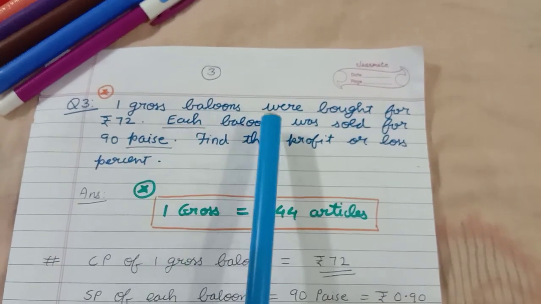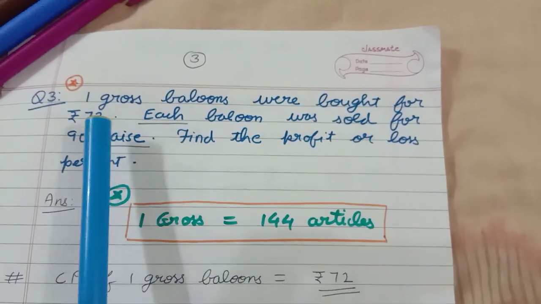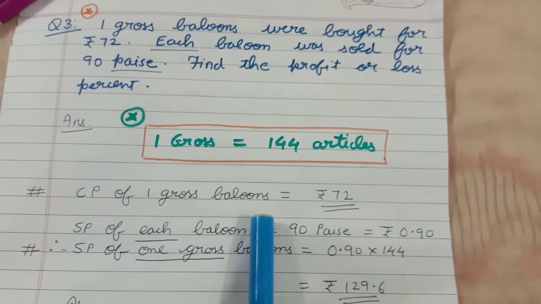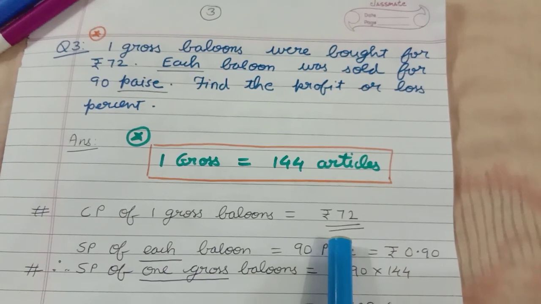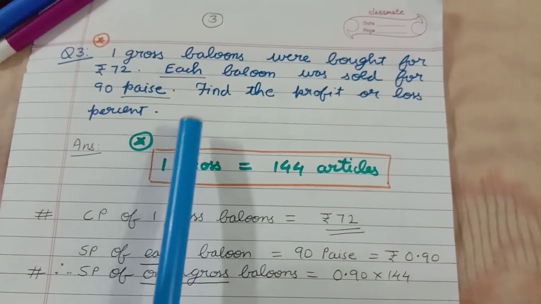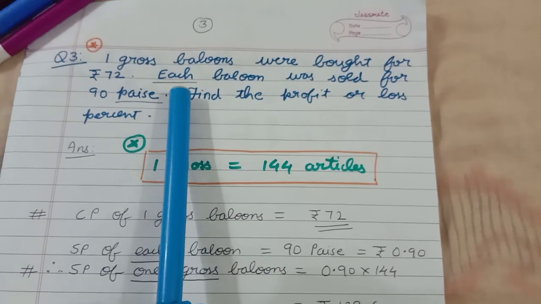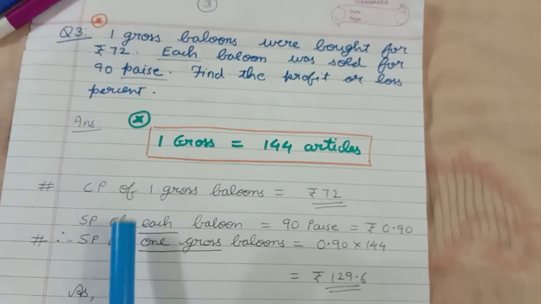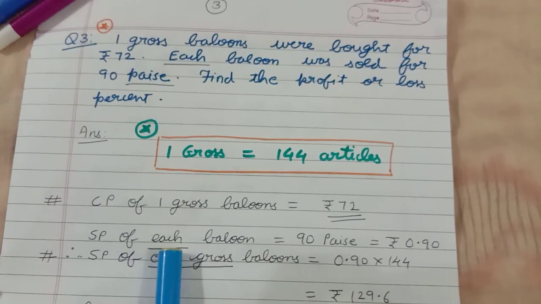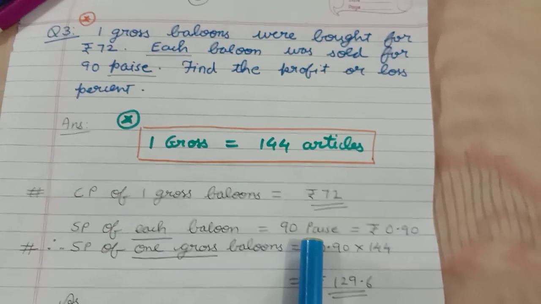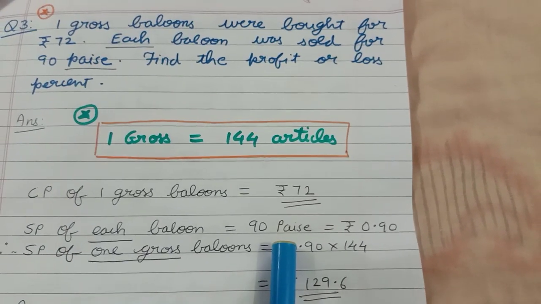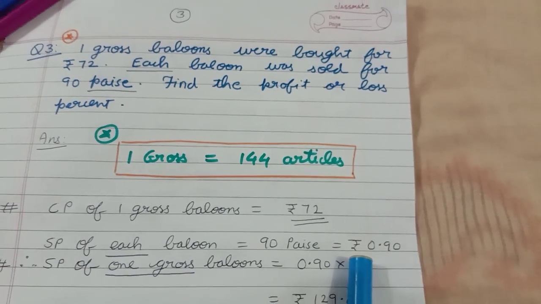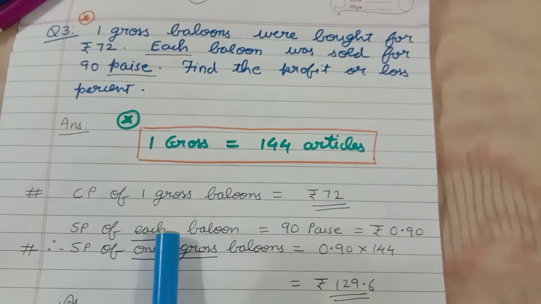1 gross balloons were bought for rupees 72. So I have written here, cost price of 1 gross balloons is equal to rupees 72. Next he says each balloon, now I have underlined over here each balloon, that is a single balloon, was sold for 90 paise. Selling price of each balloon is 90 paise. If you convert it to rupees, it will be 0.90 rupees. Now this is for each balloon.